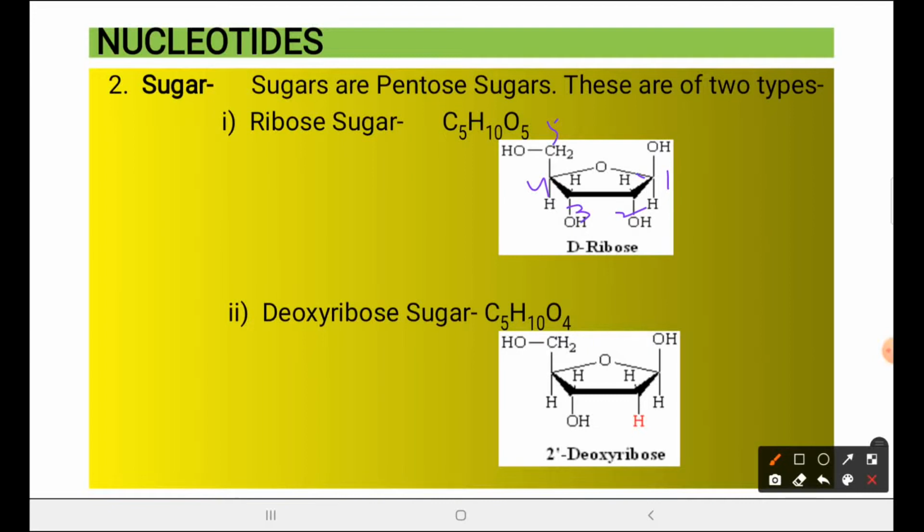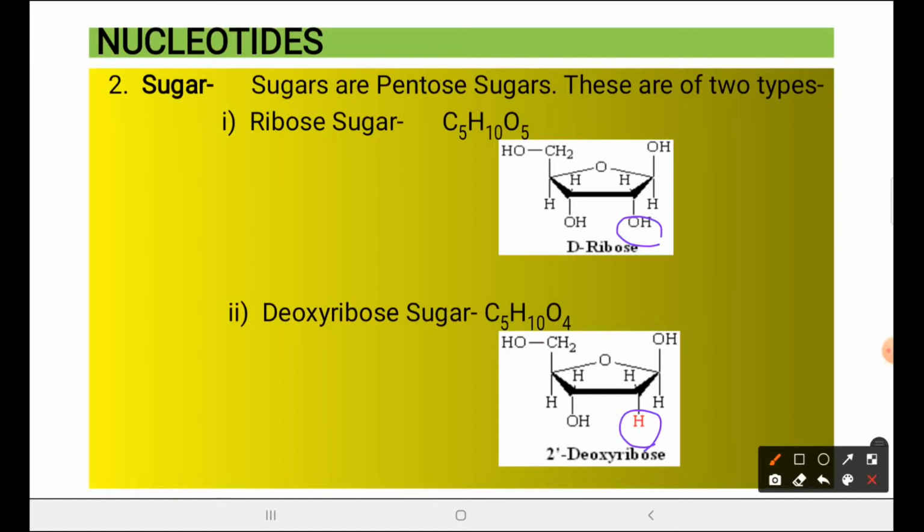Hence they are called pentose sugar. These are of two types: ribose sugar and deoxyribose sugar. The formula for ribose sugar is C5H10O5, whereas the formula for deoxyribose sugar is C5H10O4. So the basic difference between ribose and deoxyribose sugar is that deoxyribose sugar lacks one oxygen atom. Got it? Which you can see here also. In ribose sugar there is OH here, and in deoxyribose sugar that is H.